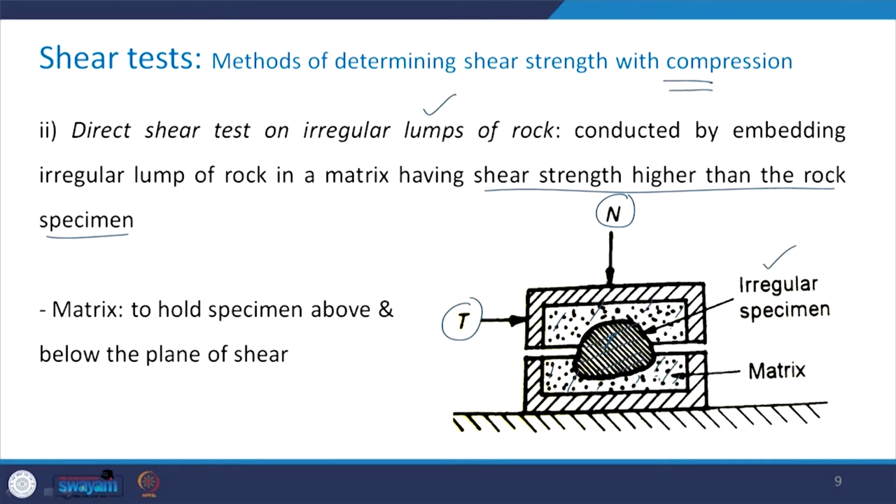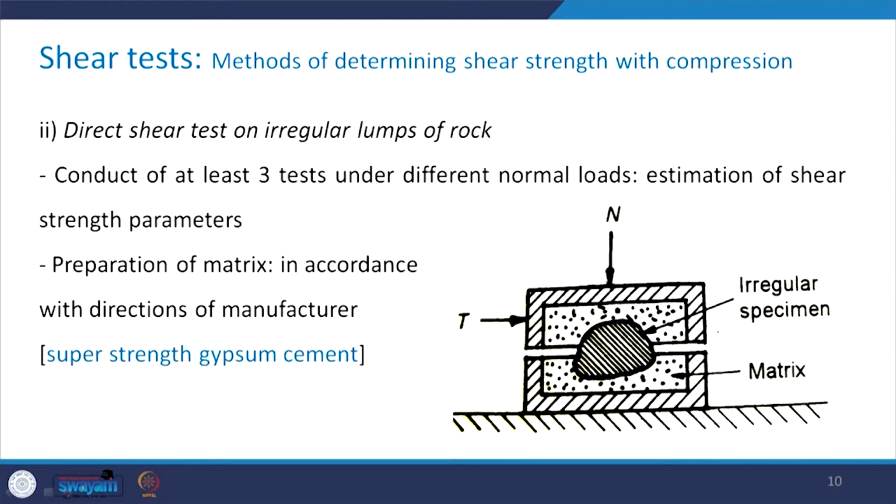So, the matrix is used to hold the specimen above and below the plane of the shear. You see, this is the plane of the shear, and it should have a shear strength higher than that of the rock specimen. We need to conduct at least 3 tests under different normal loads. It is exactly as you conduct the direct shear test in the case of soils, and then we estimate the shear strength parameters. How to prepare this matrix?